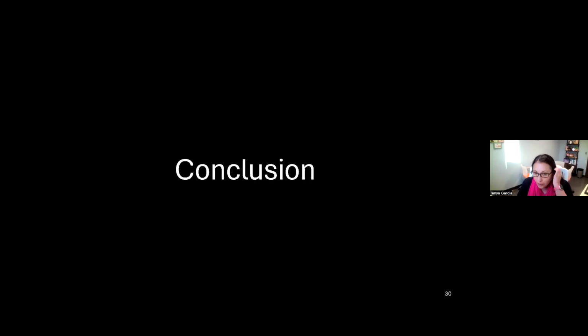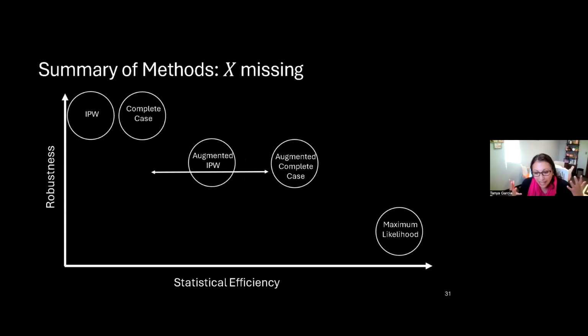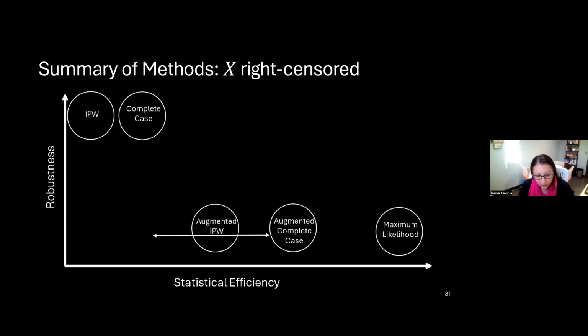So in summary, we encountered these challenges. We had to rethink how we approached this problem. We were able to identify 5 different methods and show how they differ between when X is missing and X is right-censored. And it also opened an opportunity in that, is there a method that we can develop that is highly robust? We can be very wrong and still be right, and also efficient. This is a problem that my lab and I are working on right now.